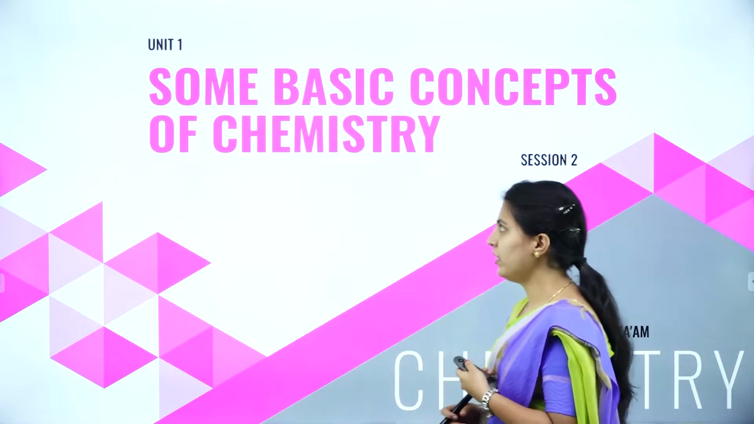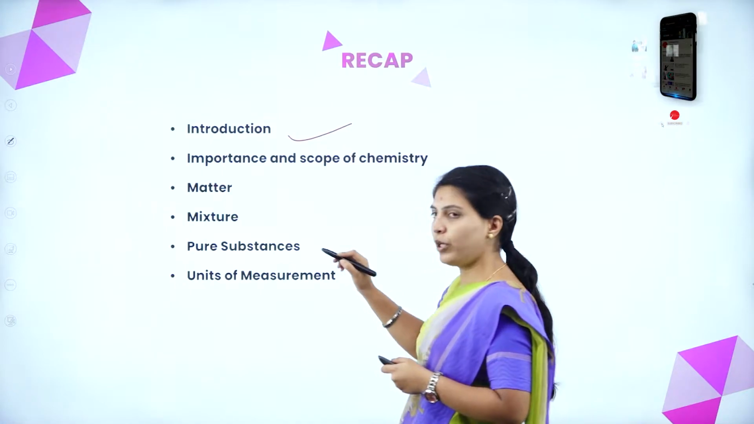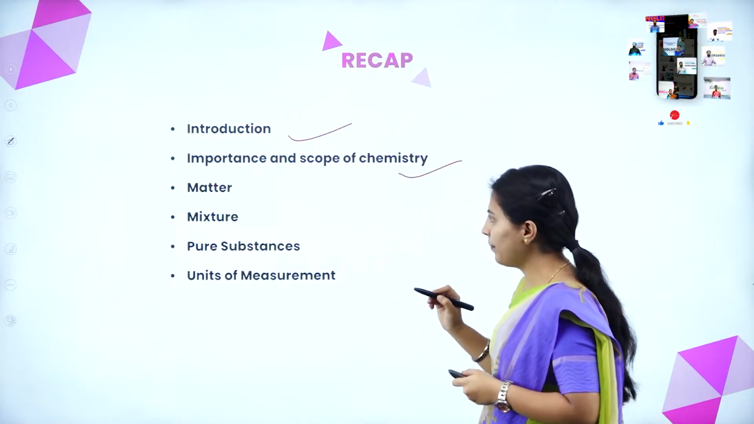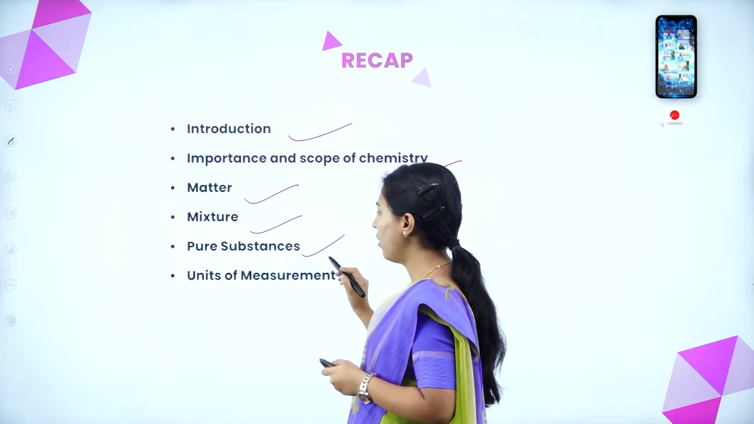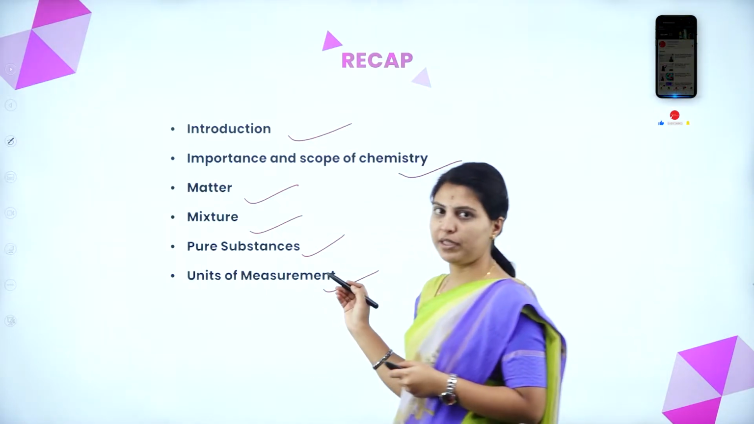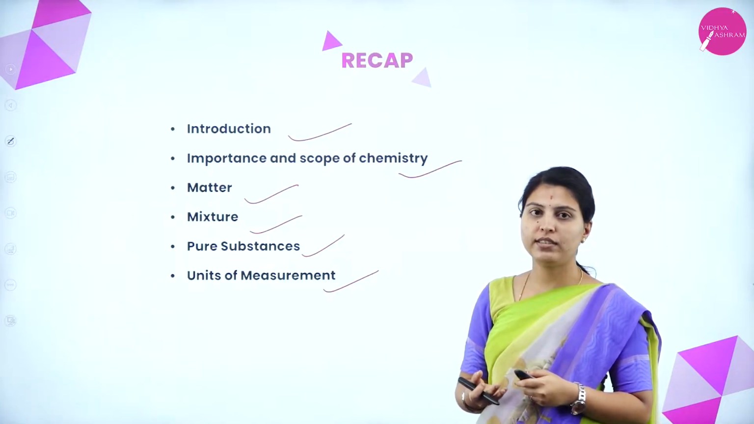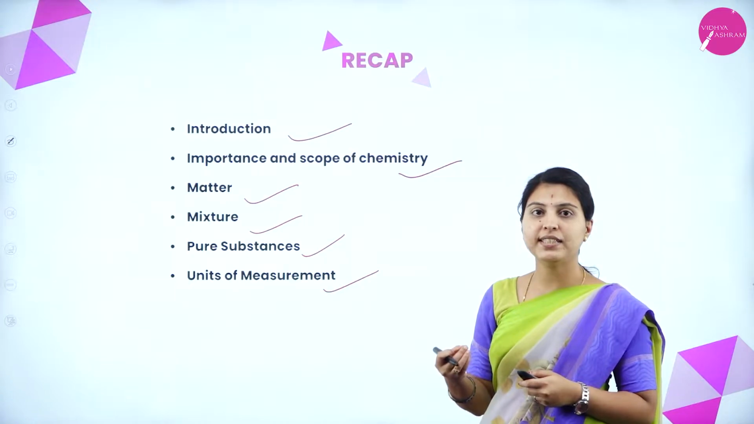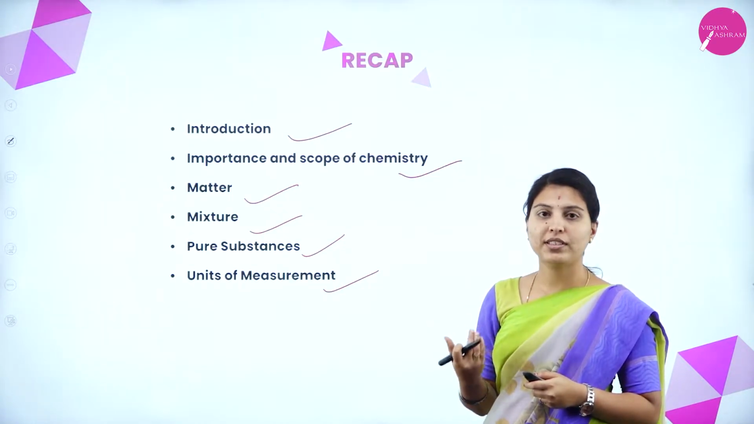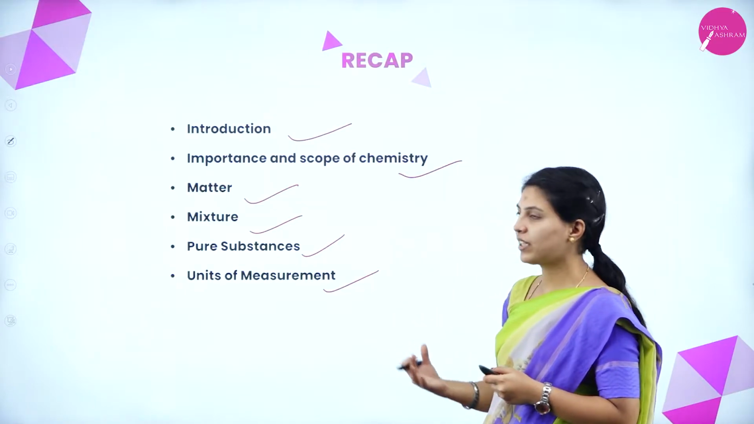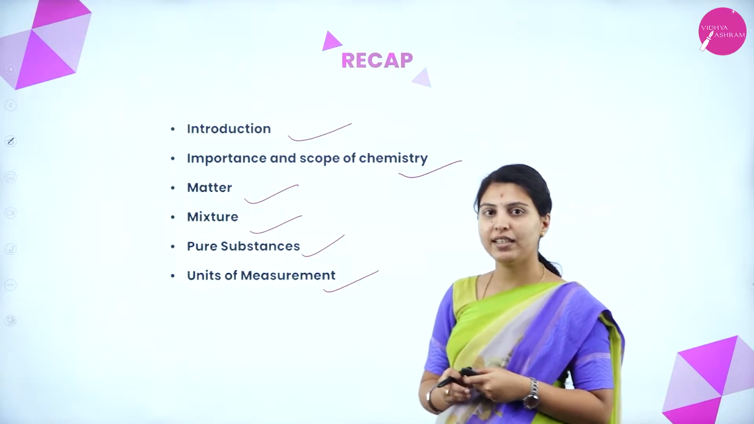In the last session we have discussed the introduction of chemistry, the important scope of chemistry, and matter, mixture, pure substances, and overall units of measurement. We have seen basic physical quantities, what their SI units are, everything. How elements and compounds are different, mixtures and compounds, pure substances, everything we have discussed with its definition and various kinds of examples in the previous session.